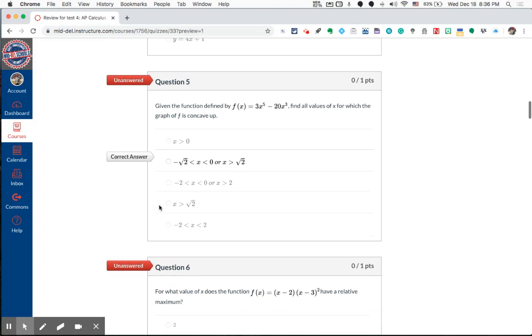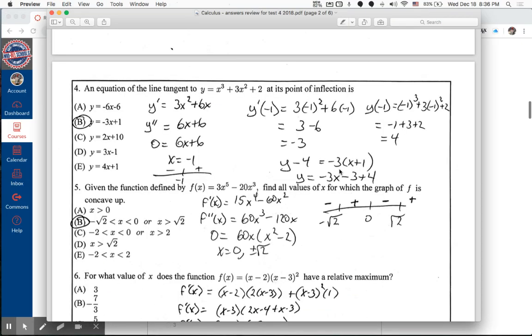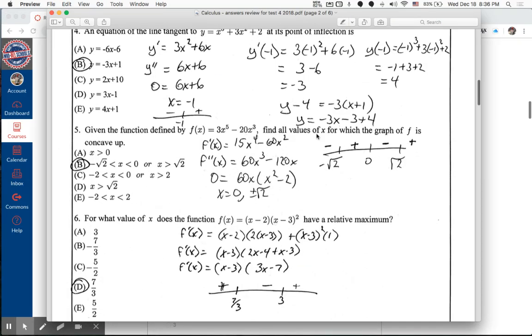All right, 5, we're looking at concave up. So to get concavity, we got to have the second derivative. So here's my first derivative, there's my second derivative. I set it equal to 0. So from the 60x, I'm going to get 0. From the x squared minus 2, I'm going to get plus and minus the square root of 2.